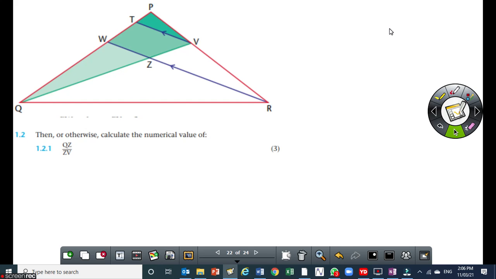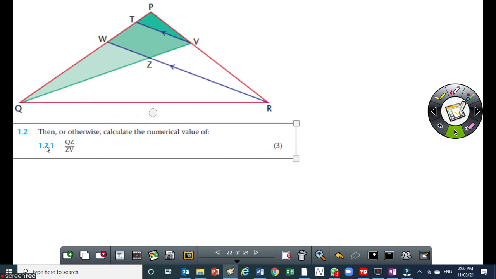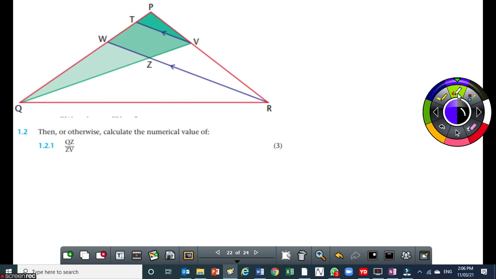All right. Then 1.2 says, "Hence or otherwise, calculate the numerical value of QZ over ZB." Now, what do you think this means? Those two words there, "hence or otherwise." From your English, what does this mean? It means the answer you got in the first part of the question, you need it to answer this one. So if you get the first question wrong, you're likely to get this wrong.